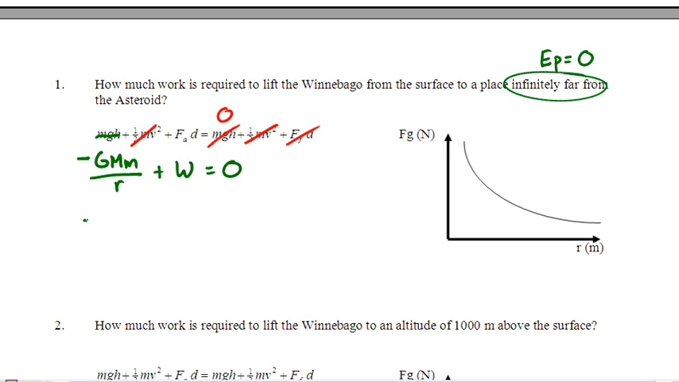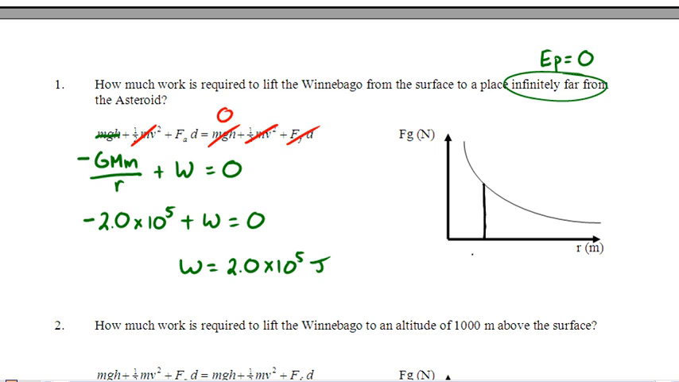So looking at last page's numbers, you have negative 2 times 10 to the 5 plus some work gets you to nothing. It looks like this answer for work is 2 times 10 to the 5 joules. In terms of the picture, you would be fighting against the force of gravity. We would be starting right here at the surface of the asteroid, which could be the 4,000 meters from the center reference point. And what you've just figured out, this 2 times 10 to the 5 joules, is the area under this curve out to forever, which is kind of strange, but it goes all the way to forever. It's just the area underneath that force of gravity curve.